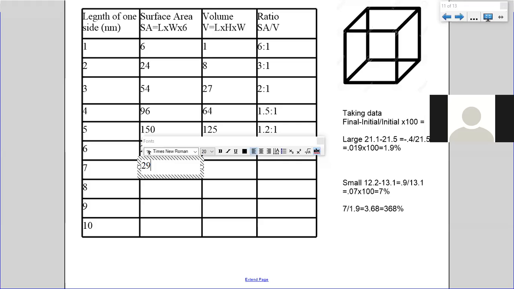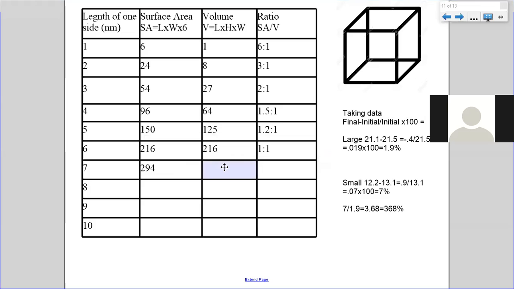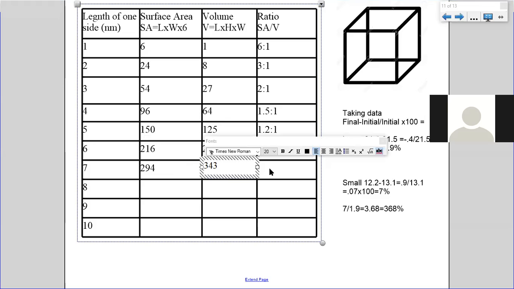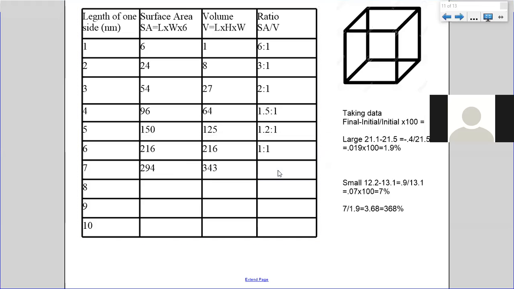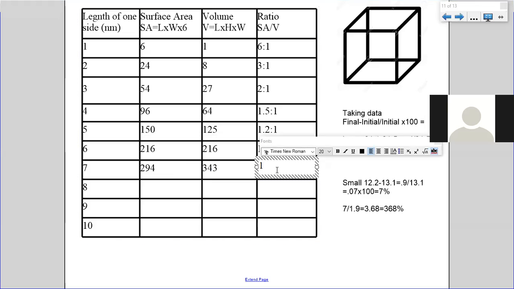294 and 343. 343? Yeah. 343. Excellent. Now, 343 divided by 343 is 1. So that's 1. What is 294 divided by 343? What's that number? That's going to be less than 1. You're rounding up or rounding down? Yeah, 0.9. Okay. We'll do that. I'm down with that. 0.9. Okie doke.